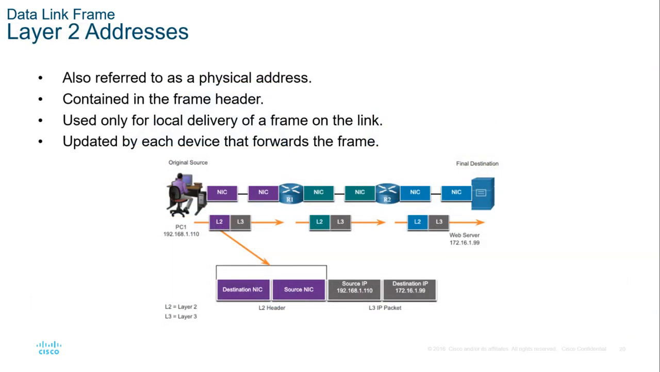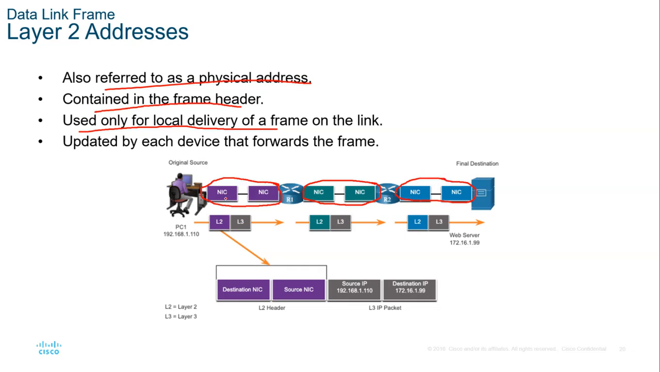Layer 2 addressing, also referred to as the physical address, is contained in the frame header and is used only for local delivery of a frame on a link. What do we mean by local delivery? It can only be used on the same local network.